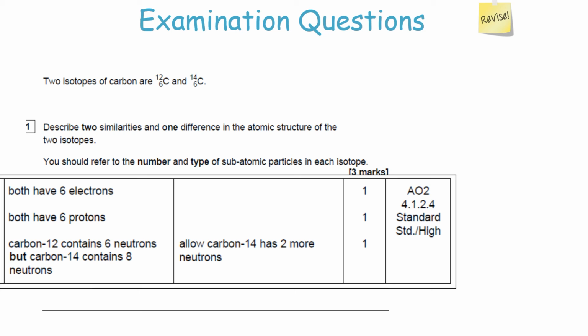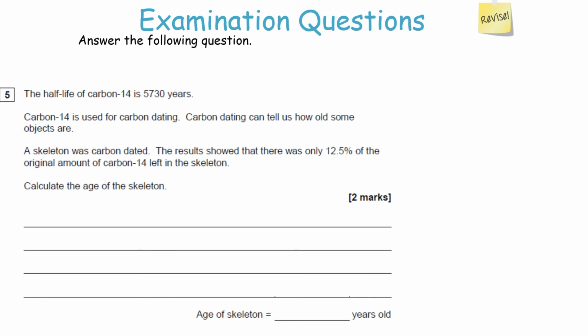Now why is that? Well, the top number, the bigger number, is going to tell you the number of protons and neutrons. So you know in the left hand side isotope that there are 12 protons and neutrons and 6 protons, so therefore there must be 6 neutrons. And in the right hand side isotope there are 14 protons and neutrons but 6 protons, so only 8 neutrons there. Right, let's look at the next question.